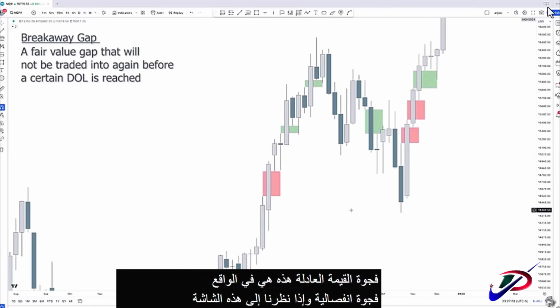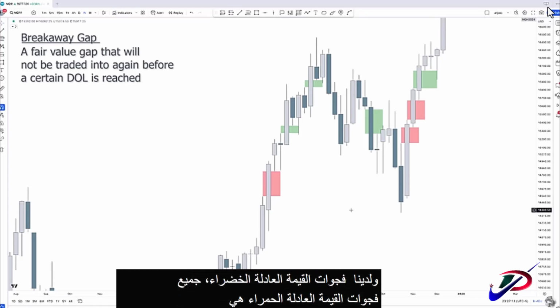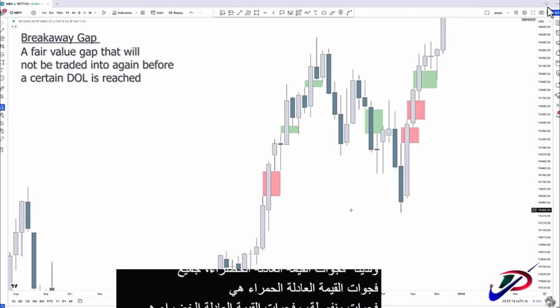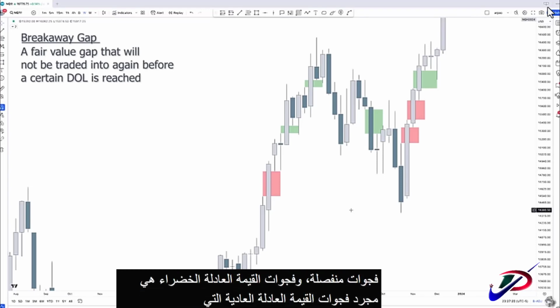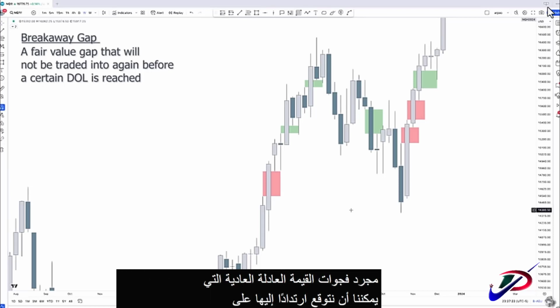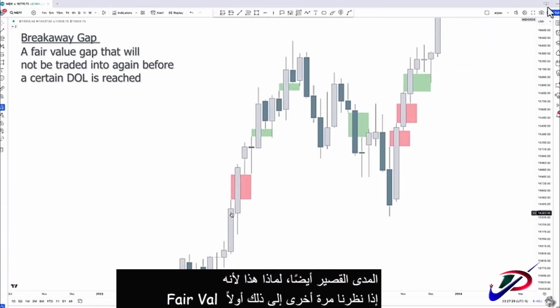And if we look at this screen right now, then we see the red fair value gaps and we have green fair value gaps. All the red fair value gaps are breakaway gaps, and the green fair value gaps are just your normal fair value gaps that we can expect a retracement into in the short term as well. Why is that? Because if we again look at that first fair value gap, what do we see?